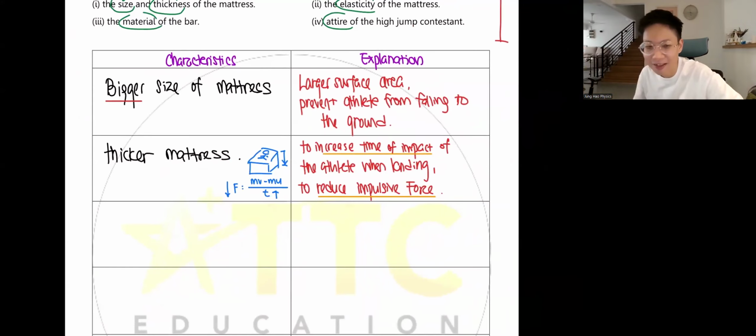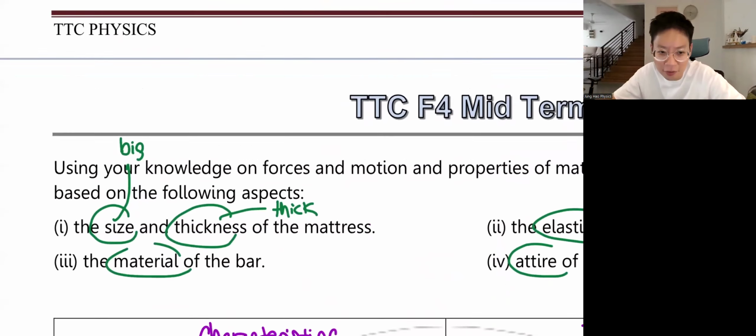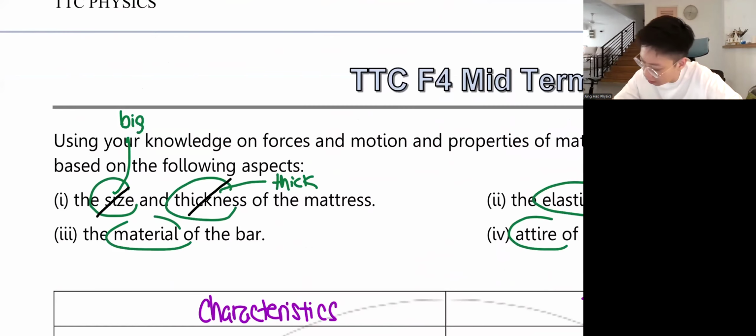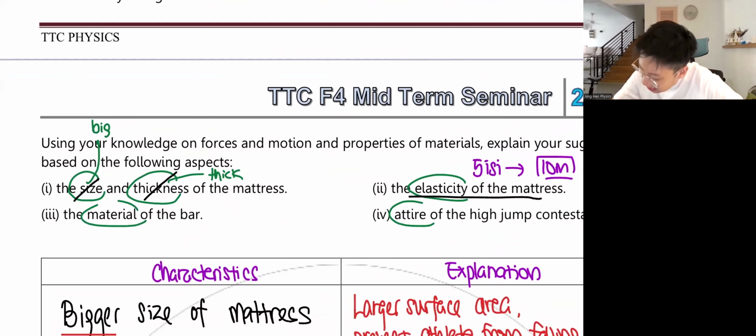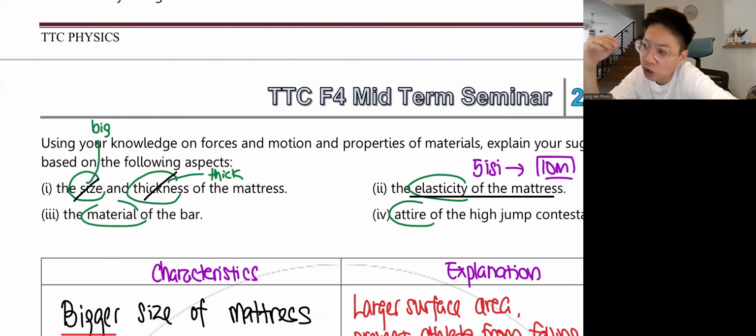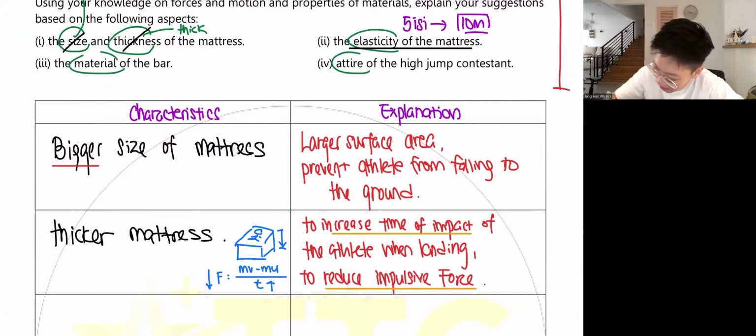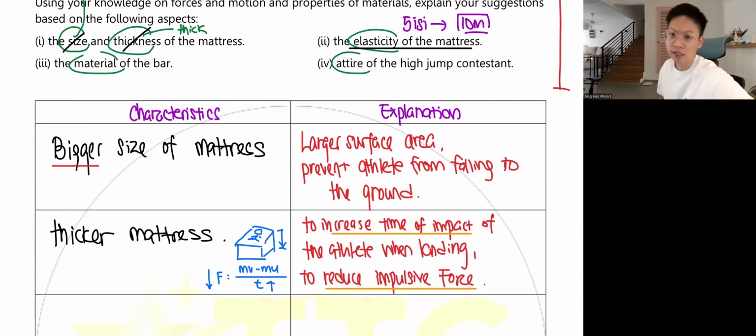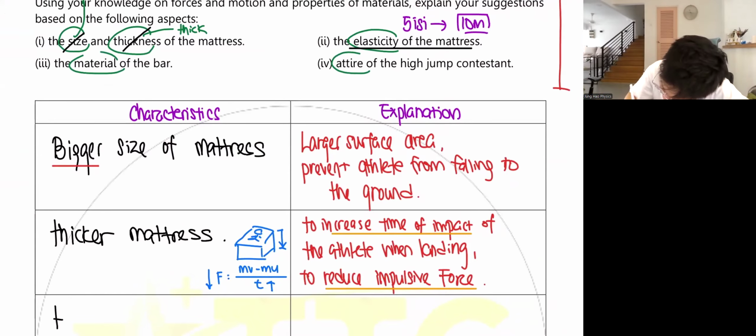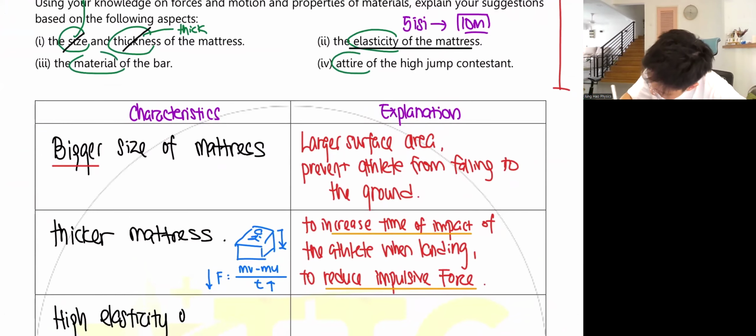Okay, now the third one. We're done with the size of the mattress. We're done with the thickness. What about the elasticity of the mattress? Do you want the mattress to be elastic? Obviously it's high elasticity. So why would you not want it to be elastic? Obviously you want high elasticity of the mattress.